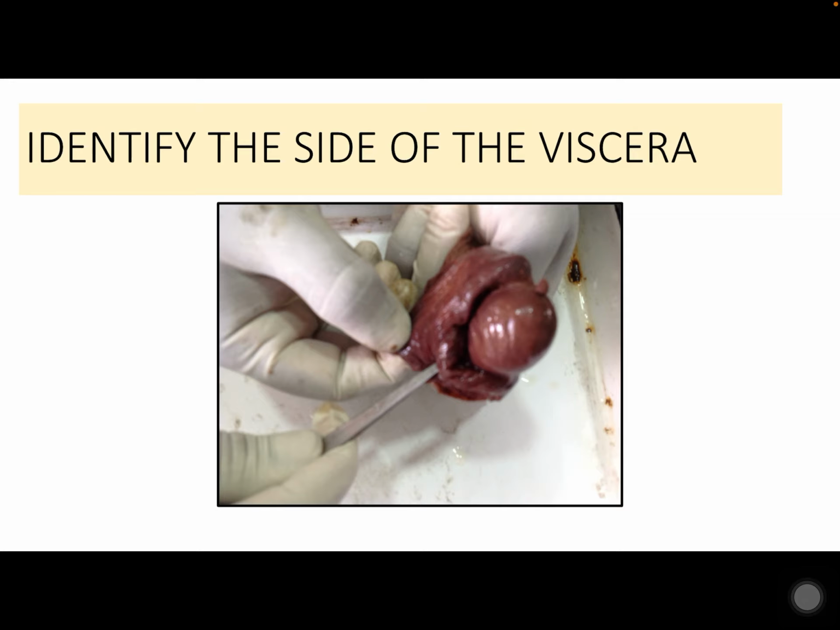So now the next question in the spotter may be: identify the side of the viscera. So you should write testis, then you should identify the side of the testis. How to identify the side of the testis? The testis will present two ends, upper end and lower end. You should hold the testis by the spermatic cord in the hand. How to identify the upper end? Upper end will have the head of the epididymis.